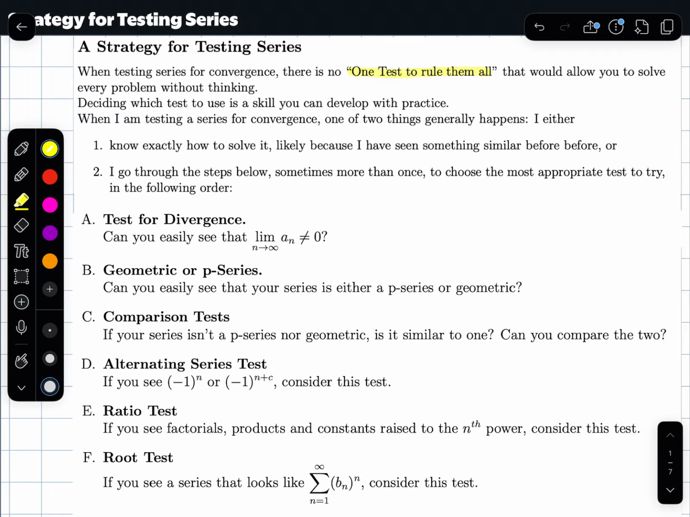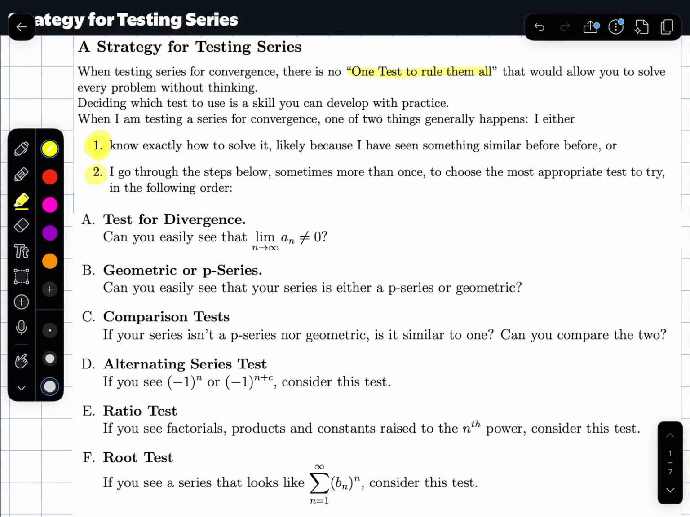So whenever I'm seeing a series and I want to test it for convergence, the first thing that I look at is, do I remember this? Have I seen this before? That's step one right here. Do I see this as something similar to a problem that I've solved before? Do I remember which strategy I used the first time? That would be the first decision, the first point of reflection that I'd make here.